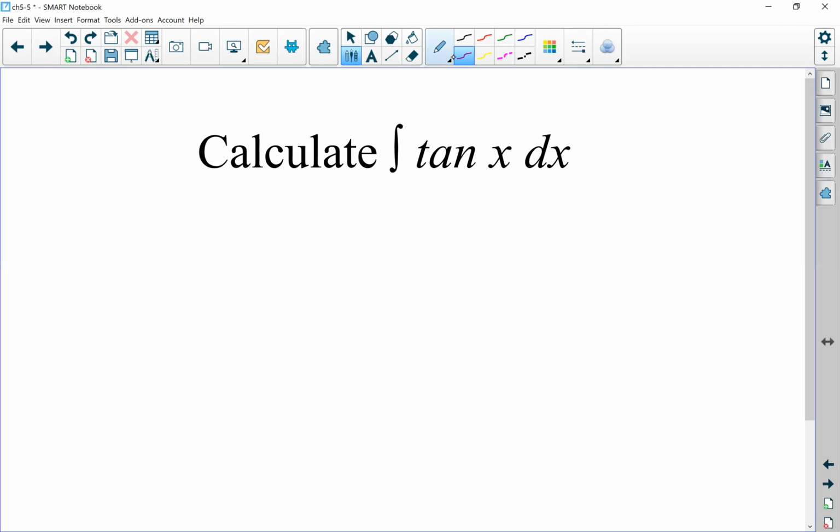So, skip to the next problem. No, we're going to rewrite tangent. Tangent is sine of x over cosine of x. And now I have a rational function. And so I'm going to let my u equal the denominator.